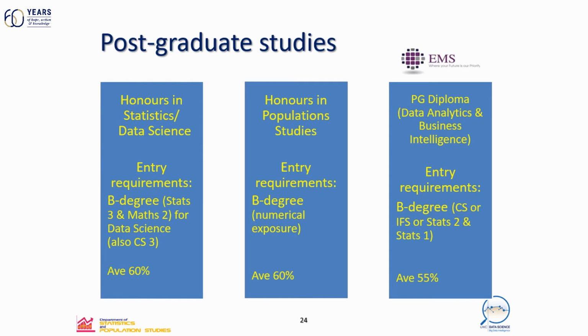Honours in population studies requires an overall average of 60% in a B degree that included some numerical exposure. There is also a postgraduate diploma in data analytics and business intelligence you could consider. It is presented by the EMS and the science faculty. You need an overall average of 55%, and your B degree should include computer science or information systems or statistics levels 1 and 2.